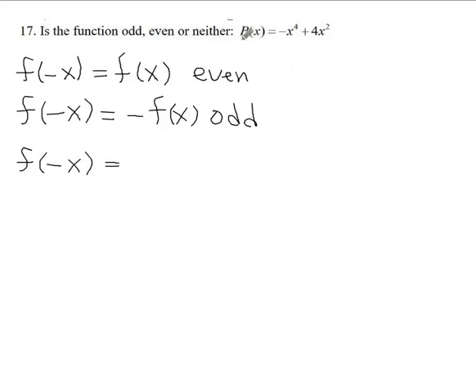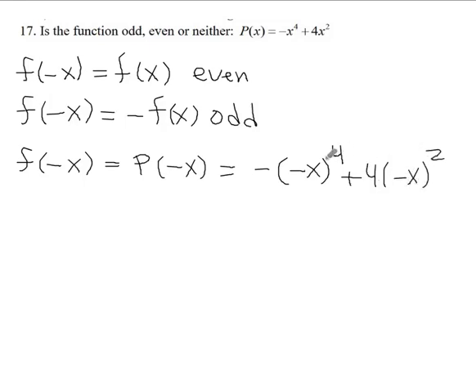So in this case, we really want to find p of minus x, because we have our function named p. So for p of minus x, we're going to substitute minus x for each x. That would become x to the power of 4 plus 4 times minus x to the power of 2. Since the exponents are even, that would become (-1) to the power of 4, x to the power of 4, and here 4, (-1) to the power of 2, x to the power of 2.